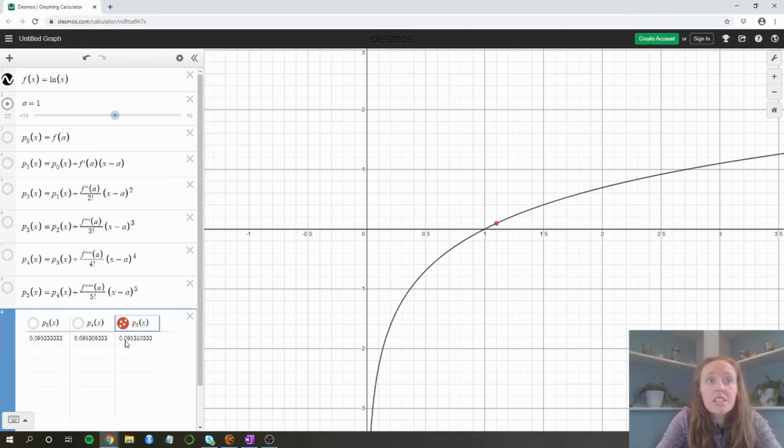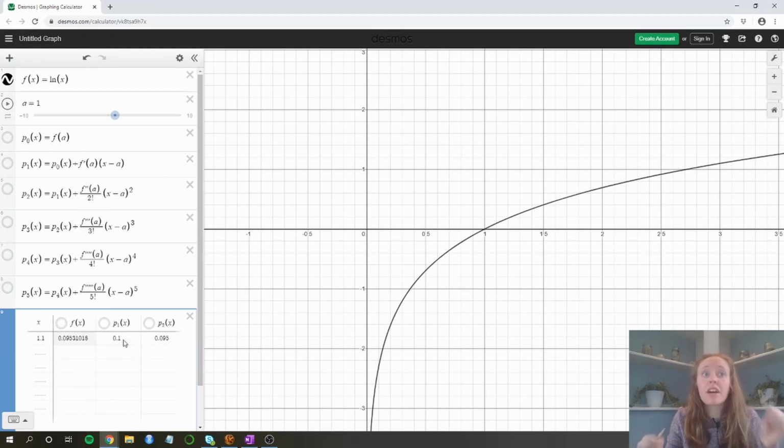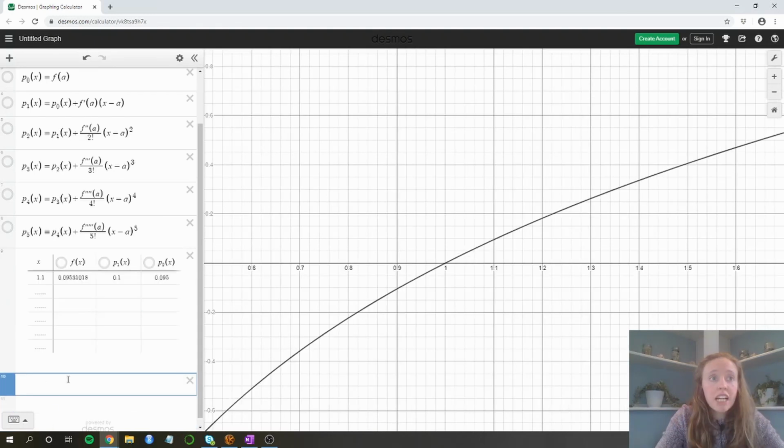That's 0.09531. So you can see we're getting more and more accurate, and our original function value, which I also calculated in this table, is 0.0953118. So you can see each of these values gets closer and closer. And let's quickly type in that summation.